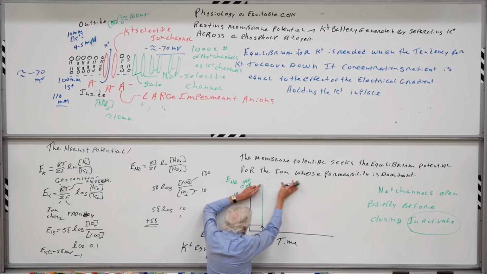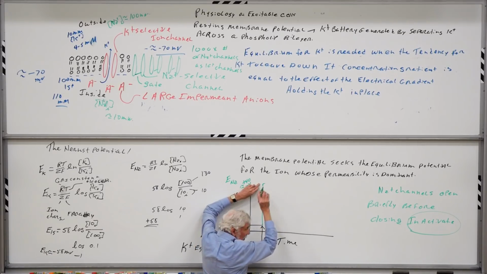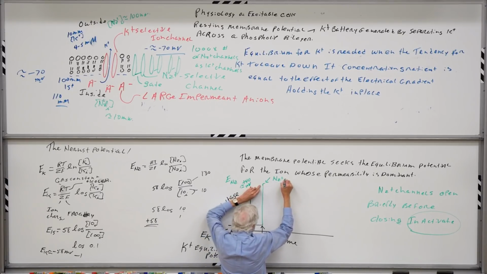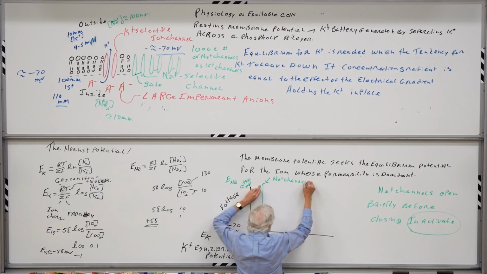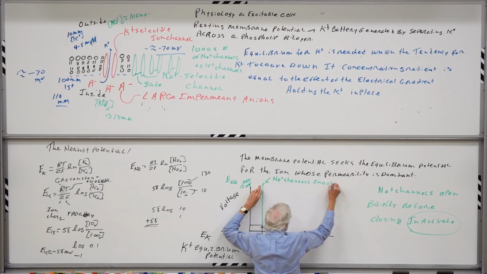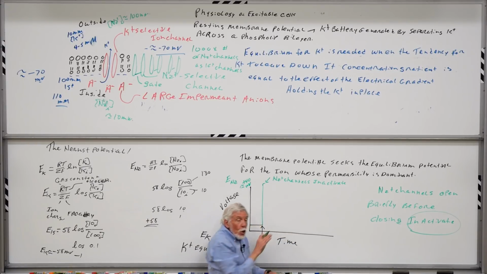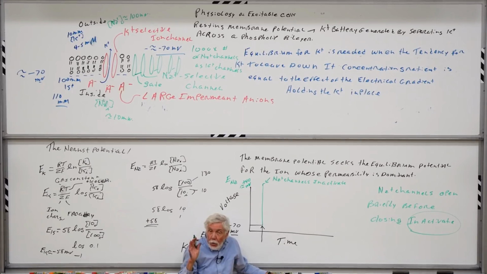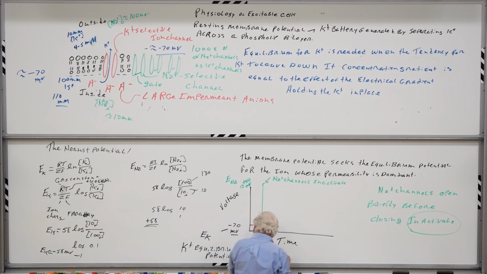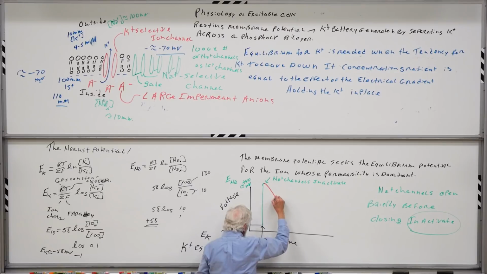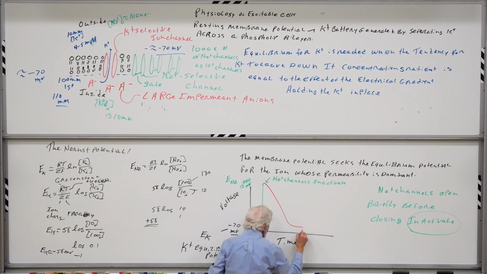So, at this point now, let's do it all at one time. It takes a little bit of time, but let's now say at this point, the sodium channels inactivate. If the sodium channels inactivate and they're all suddenly effectively closed, what's the predominant permeability? It's back to potassium. So that means the membrane potential is now going to come back down to the equilibrium potential of potassium.